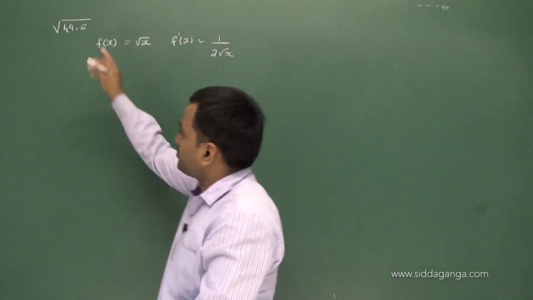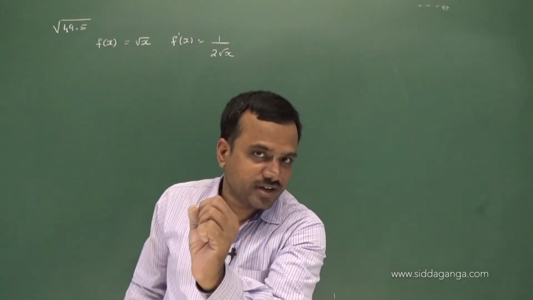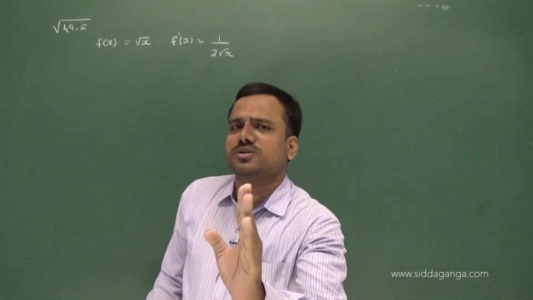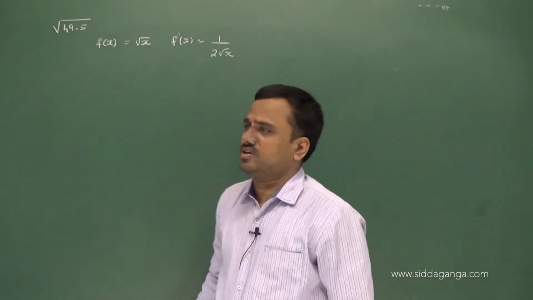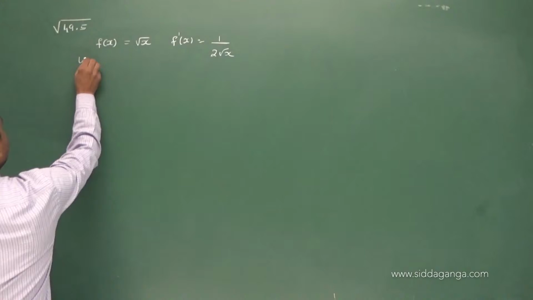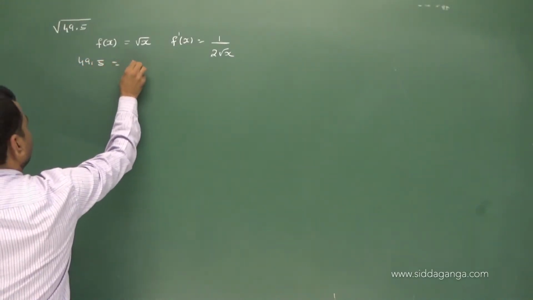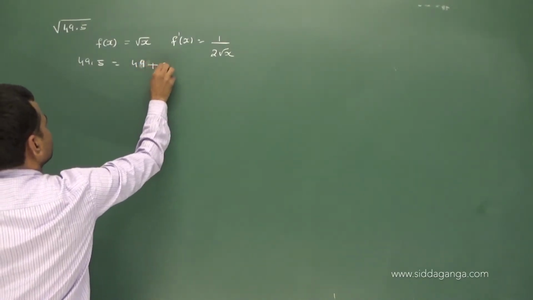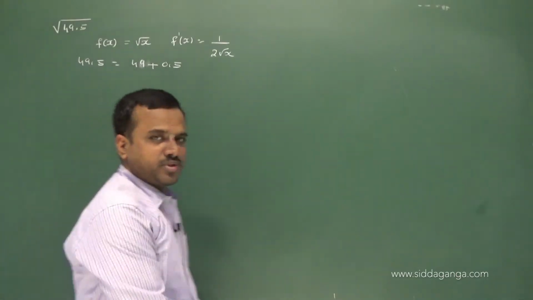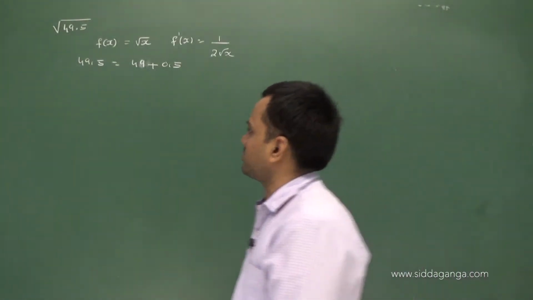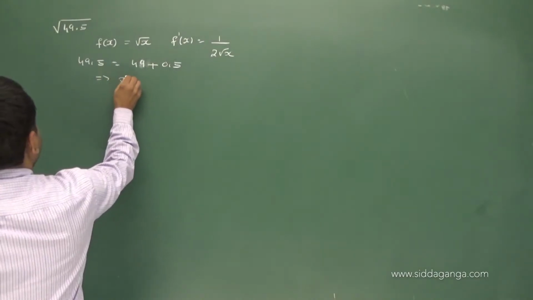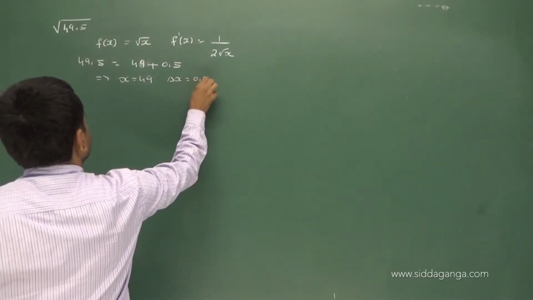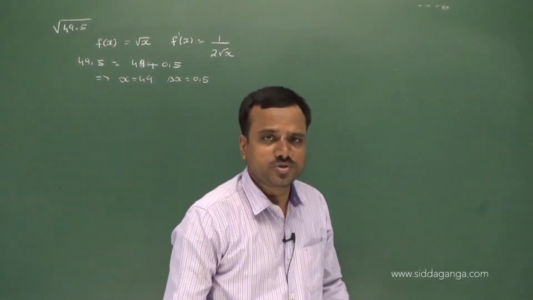Step 2, we split 49.5 into a sum of two terms. The first term is a perfect square because square root is present. So 49.5 is equal to 49 plus 0.5. That implies x is equal to 49 and delta x is equal to 0.5. Step 2 is over.